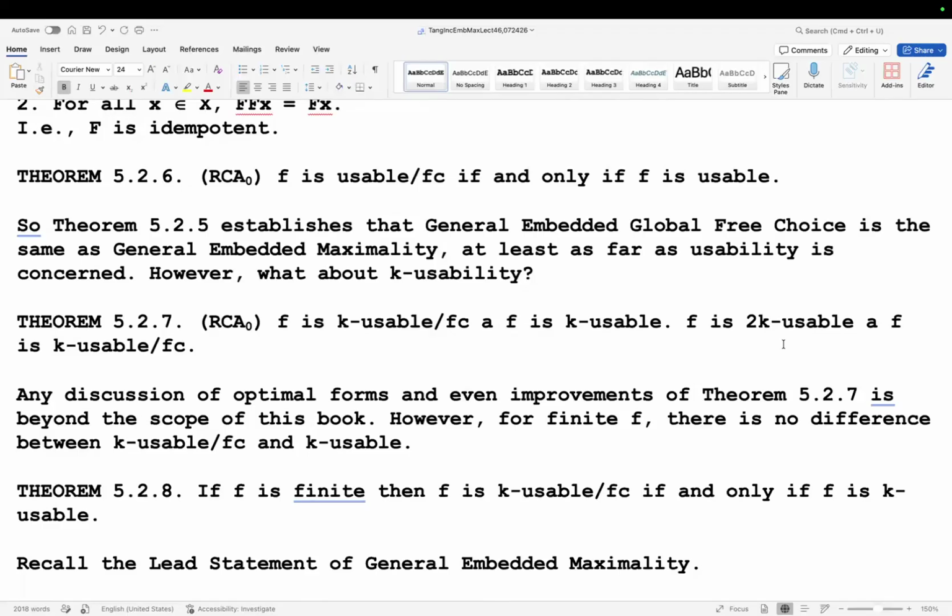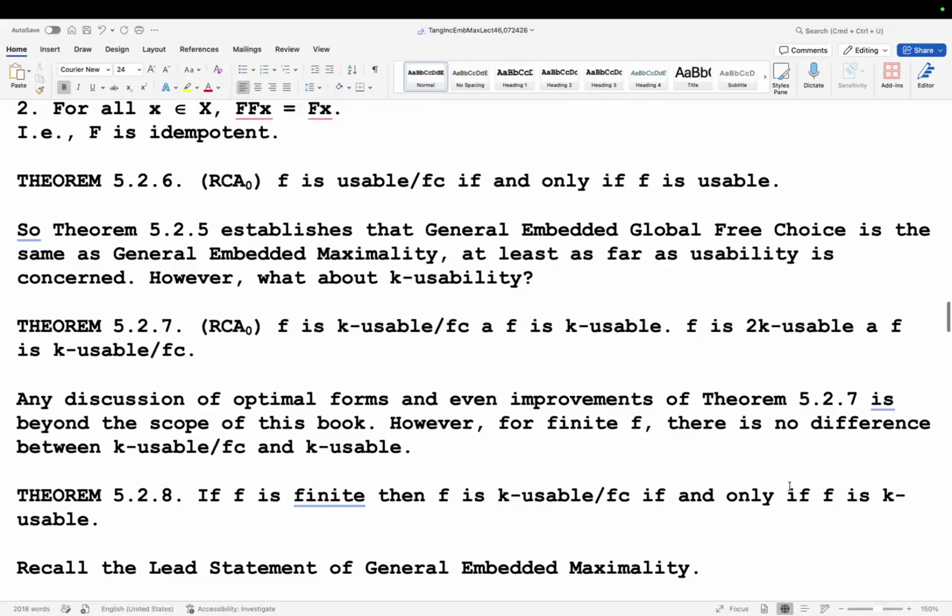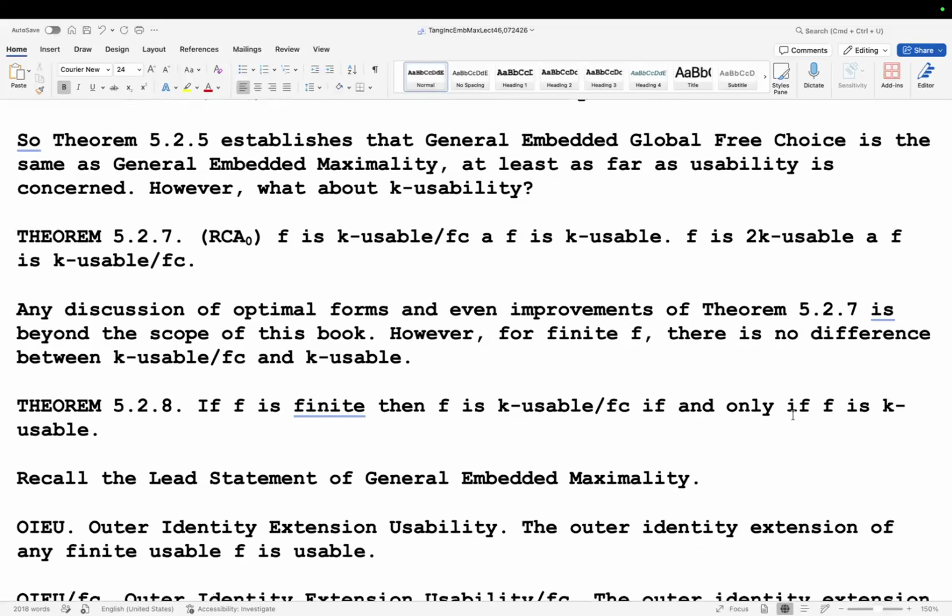You see, in some sense, free choice is a little more powerful. But I don't know whether 2K is best possible. I'm not sure. Maybe it's true even with just K. Anyways, any discussion of optimal forms or even improvements is beyond the scope of this book. However, for finite F, I can show that there's no difference, because I have a complete analysis of the finite case, if you remember, and it carries over for this case.